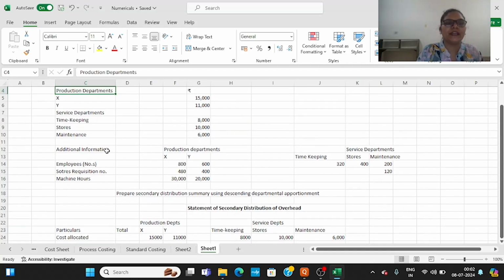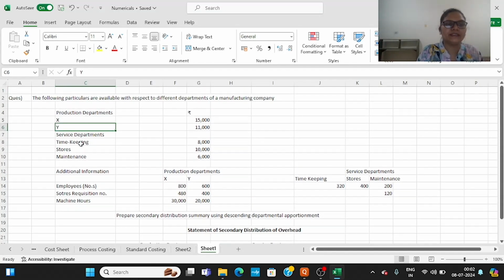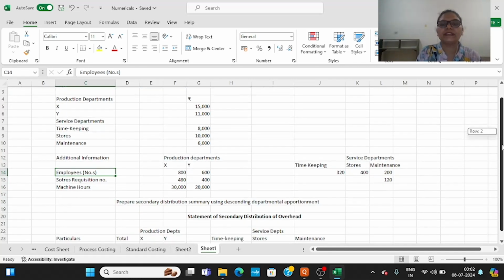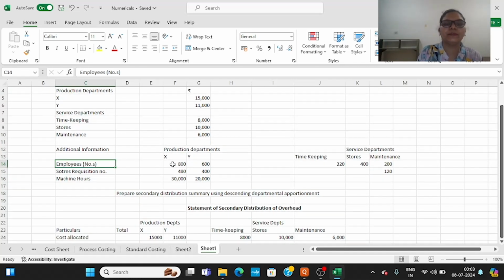Now, you can see in the question, the first cost we need to allocate is timekeeping, which is 8,000. Timekeeping is always allocated on the basis of number of employees present in each and every department, whether it is X, Y, stores or maintenance or timekeeping department. Now let us move further.